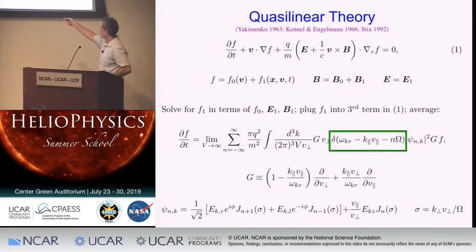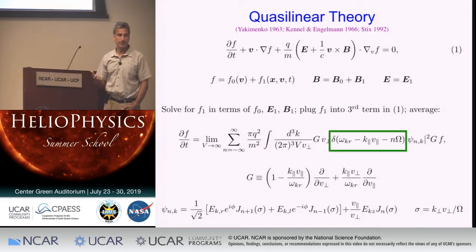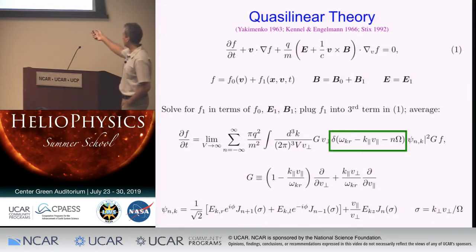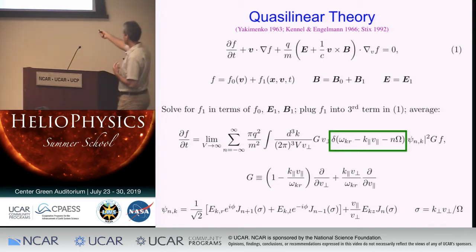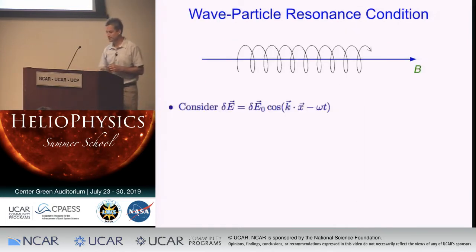Oh yeah, I didn't define for you what this omega KR is. We have these waves that are present at every different wave number K. The waves have a different frequency, omega. Omega KR is the real part of that wave frequency. And then K parallel is the component of the wave vector along the background magnetic field, which I will sometimes be taking to be in the Z direction. So you can think of this K parallel as KZ, and V parallel is the component of the velocity in the Z direction. Then we have this integer n times the gyro frequency. Well, what is this delta function? It turns out this delta function is describing the wave particle resonance condition.